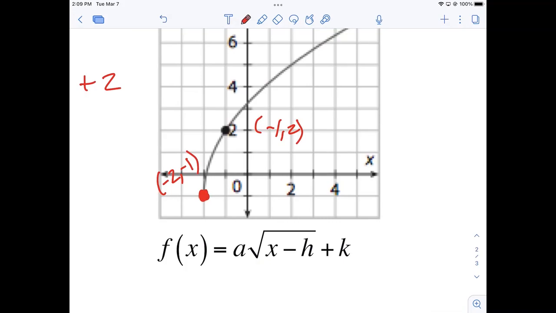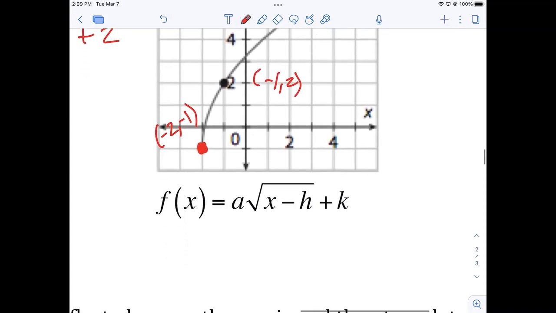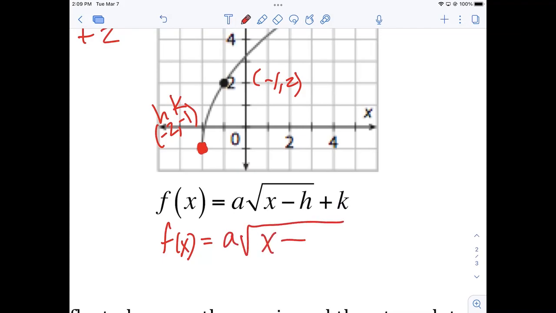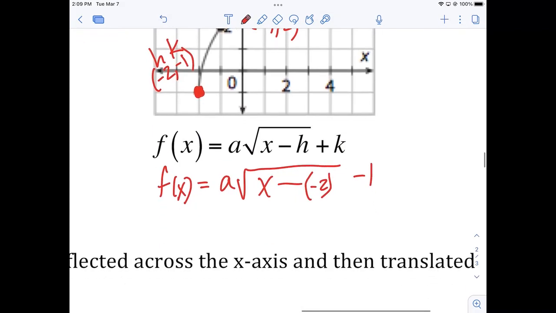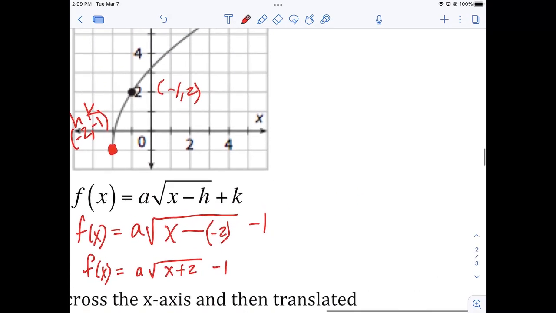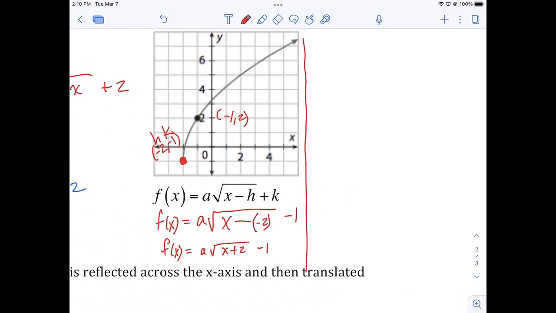Never seen that. All right, let's plug in our h and our k. f of x equals a, which we don't know what a is yet, times the square root of x minus negative 2. So that ends up being x plus 2, with a k of minus 1. Now, if I simplify that, if you could do that right away, that's good. Minus 1. And now I have a whole new point to use: negative 1, 2.